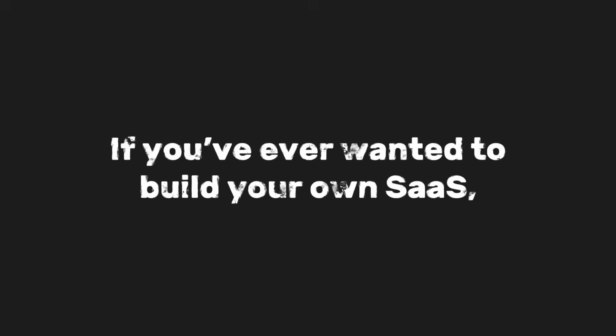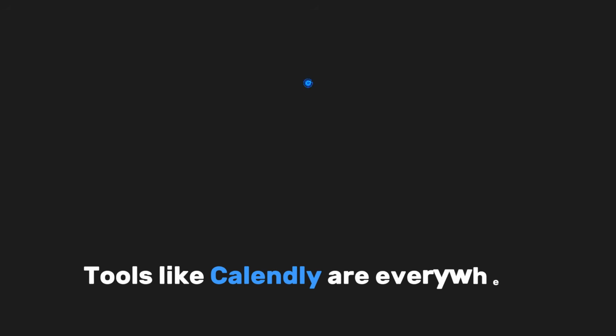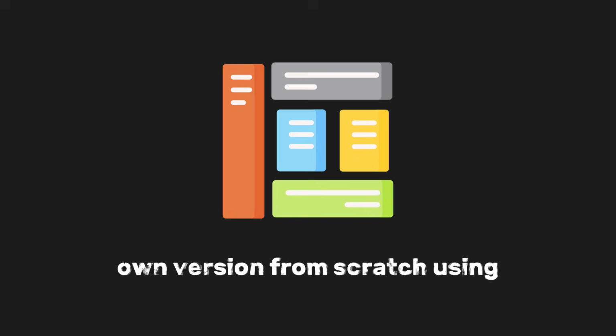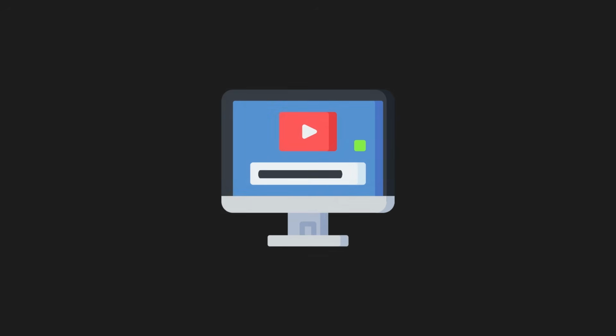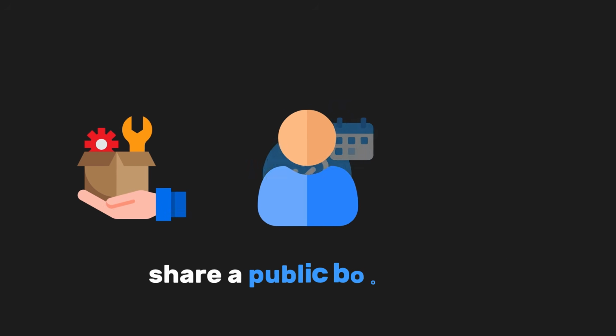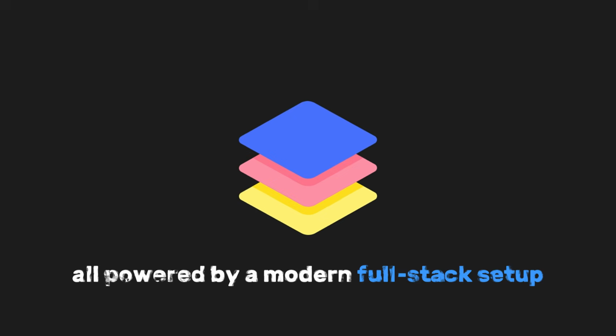If you've ever wanted to build your own SaaS, a booking app is one of the best projects to start with. Tools like Calendly are everywhere. But today we're going to build our own version from scratch using Next.js, Supabase, and Cryptomus. By the end of this video, you'll have a working booking system where users can create services, share a public booking link, and accept appointments, all powered by a modern full-stack setup.